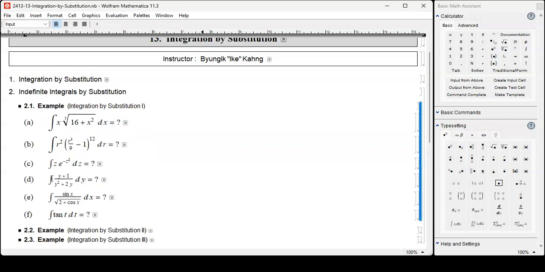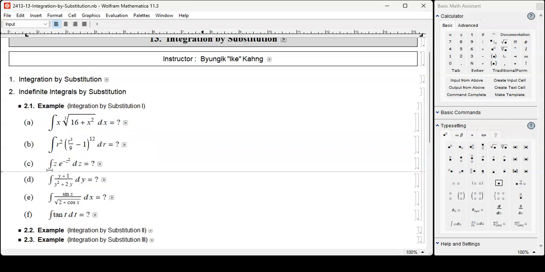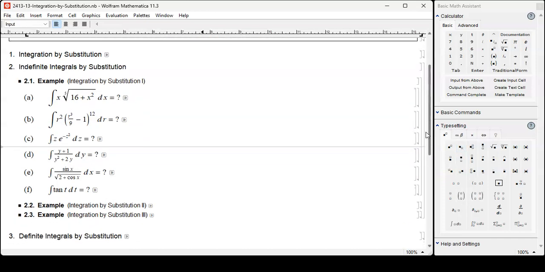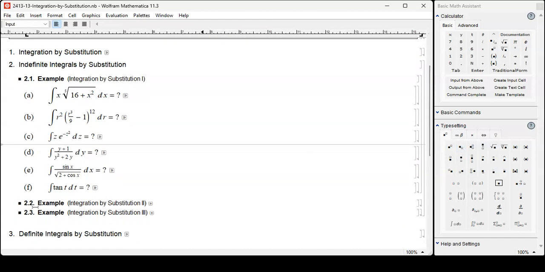Previously, we went through some elementary substitution type problems. There's some more, and these problems are going to be a little bit harder, but still they're elementary. So let's go ahead and do this.